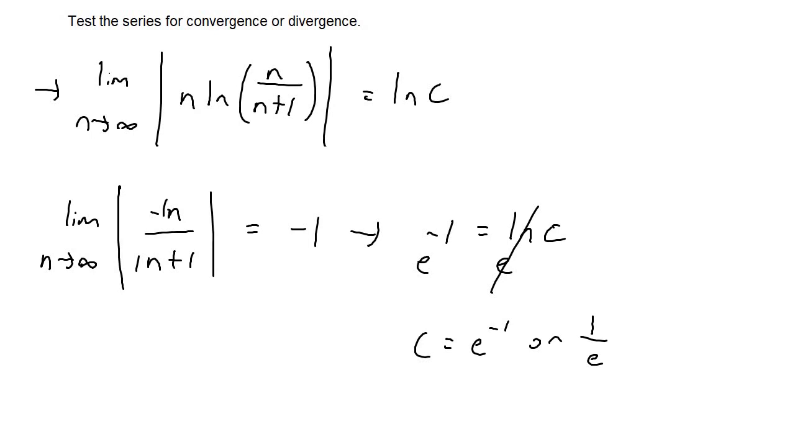Now remember, we did use the root test to test the series. Now e to the negative first, or 1 over e, is obviously less than 1. And because it's less than 1, we get that the series converges by the root test.